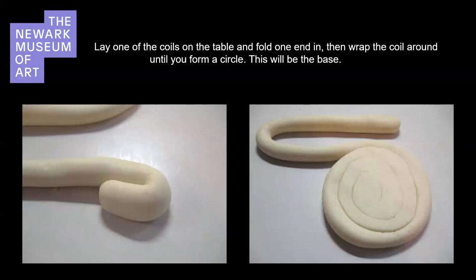Lay one of the coils on the table and fold one end in. Then wrap the coil around and around until you form a circle. This will be the base. You can also flatten out the top of the coil so it's kind of flat like the inside of a pot.